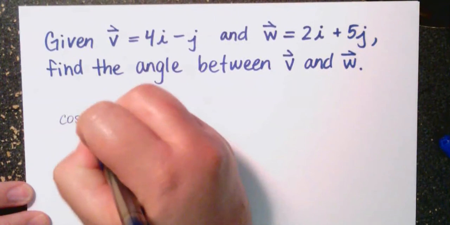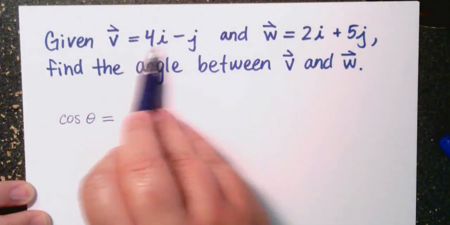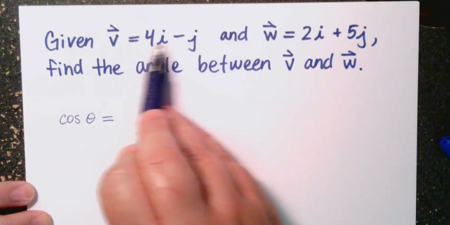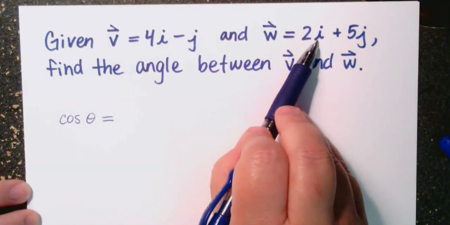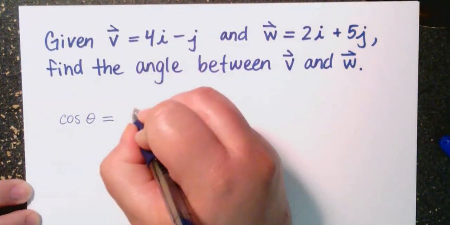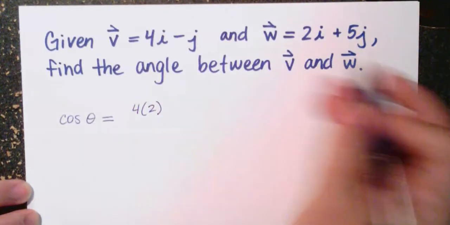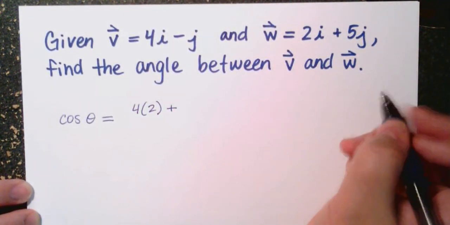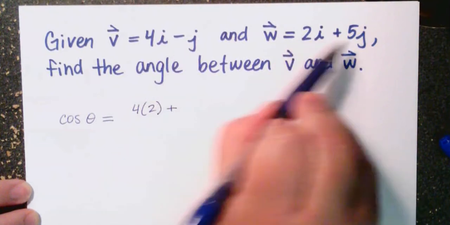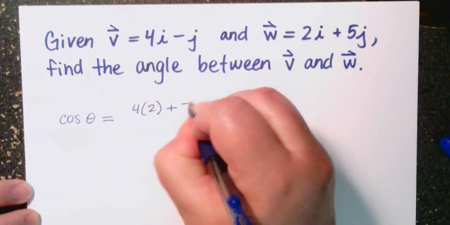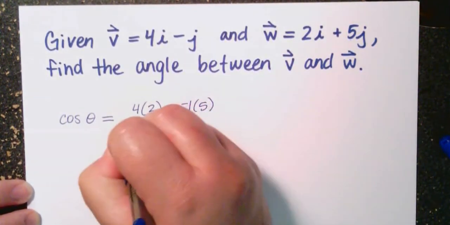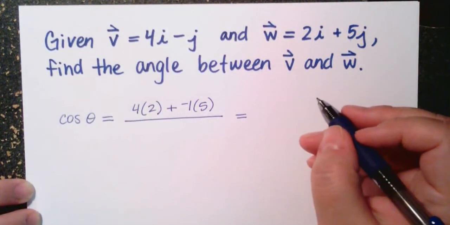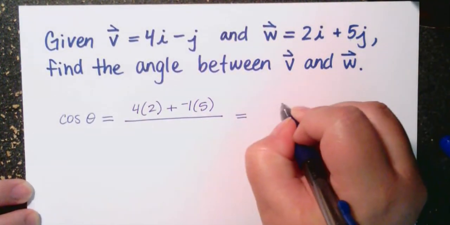So let's see. The dot product of these two vectors is I multiply the horizontal components, which are also the coefficients of i. So 4 times 2 plus, and then I multiply the vertical components, which is the -1 in front of this j and the 5 in front of this j. So -1 times 5. So that's how I do my dot product. So on top, for the dot product, I'm going to have 8 minus 5, which is 3.